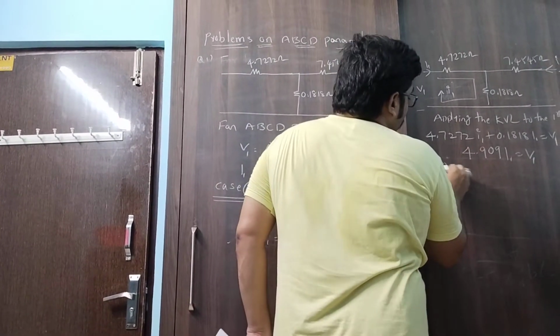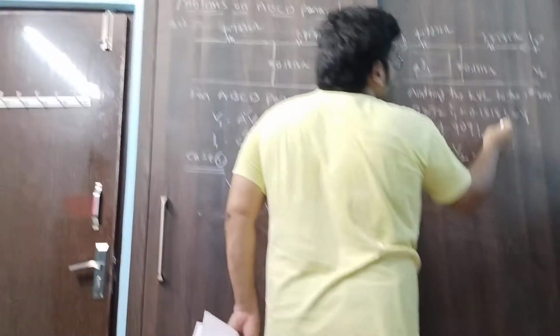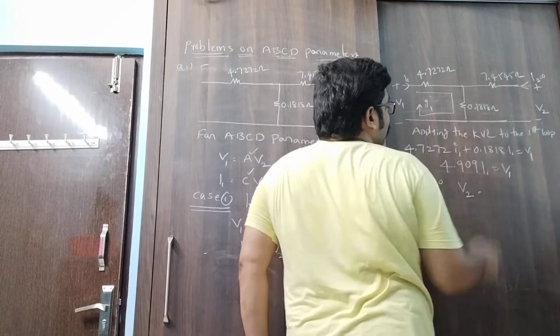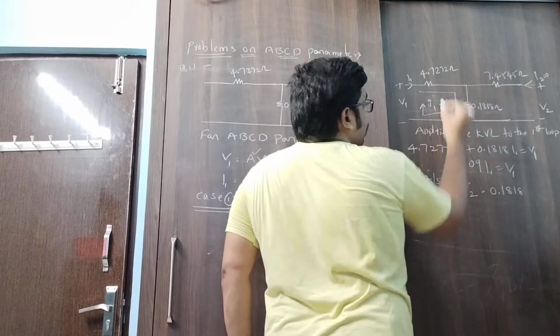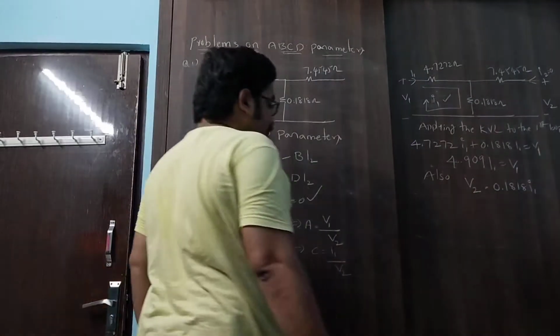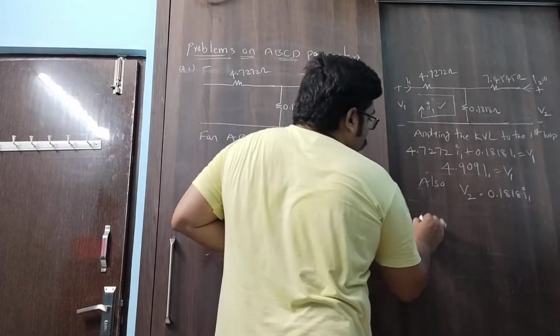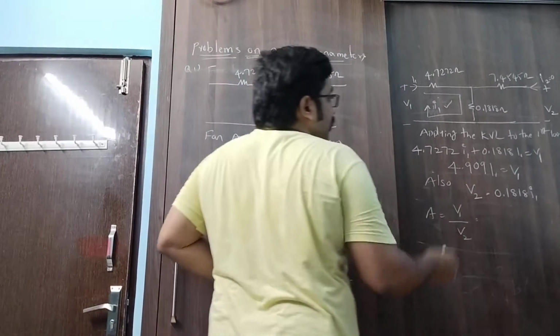Also we need to calculate V2. What is the voltage across V2? We have the resistance 0.1818, and the current flowing here is I1, so multiply with I1. Now you can calculate the value of A. A is equal to V1 divided by V2. So V1 is what?